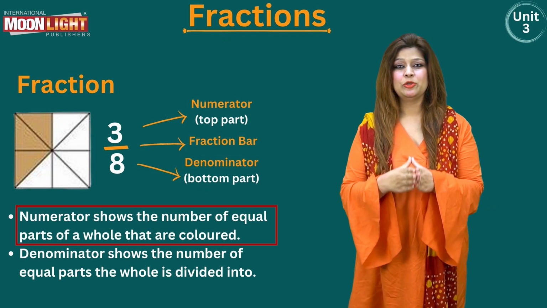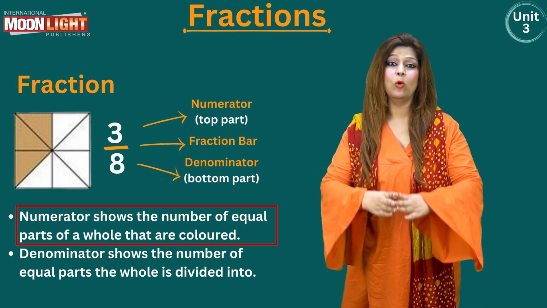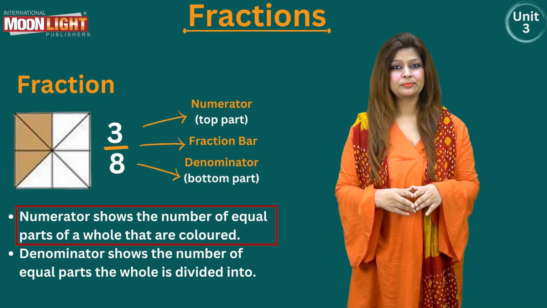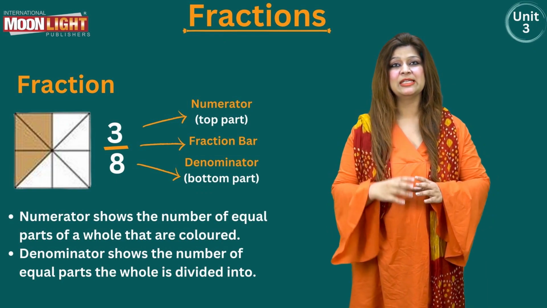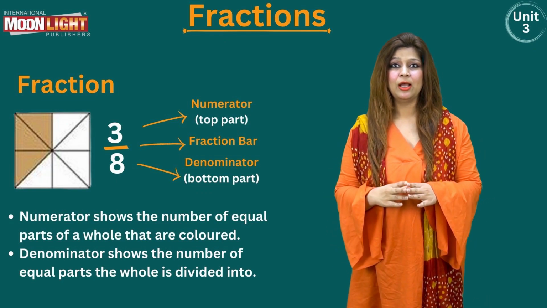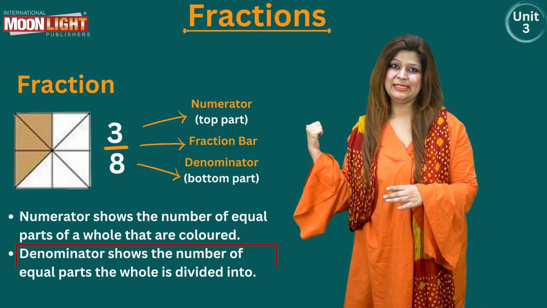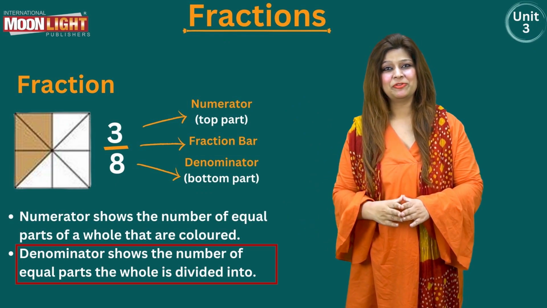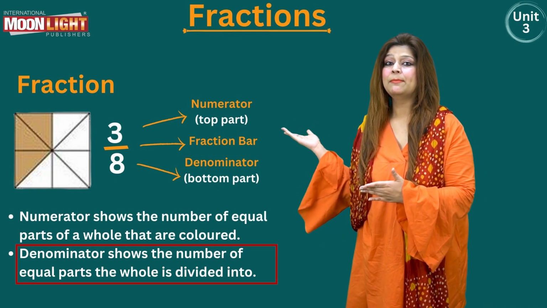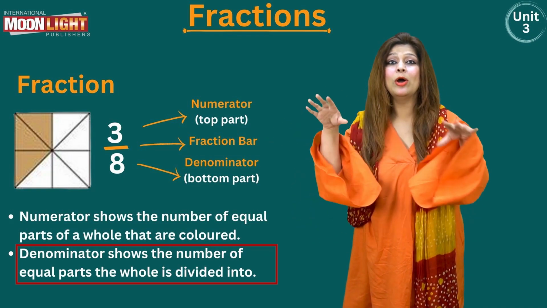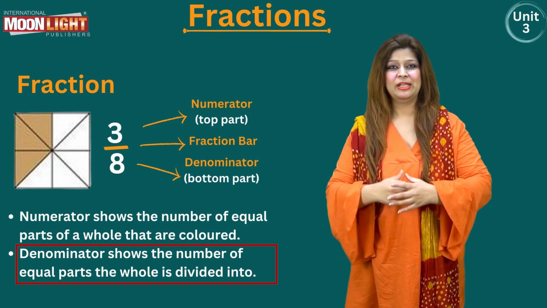The numerator shows the number of equal parts of a whole that are colored. Basically, in short, this is the colored part of a whole fraction. And what about this one? Yes, this is the denominator of the fraction. The denominator of the fraction shows the number of equal parts the whole is divided into, meaning the total parts, in short.